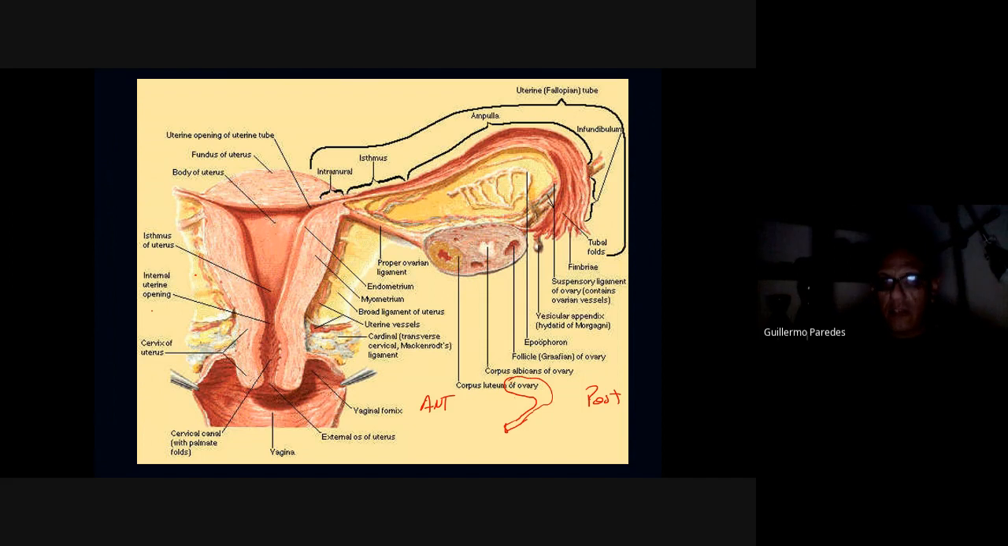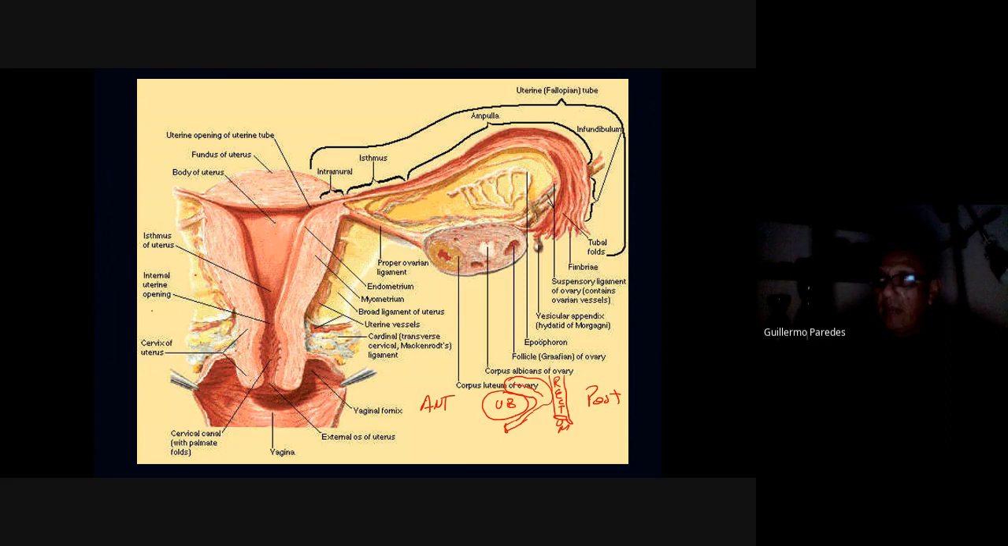So you see the uterus is lying down anteriorly. Here we have the urinary bladder, and posterior is the rectum. So the uterus is going to be in between the rectum and the urinary bladder.